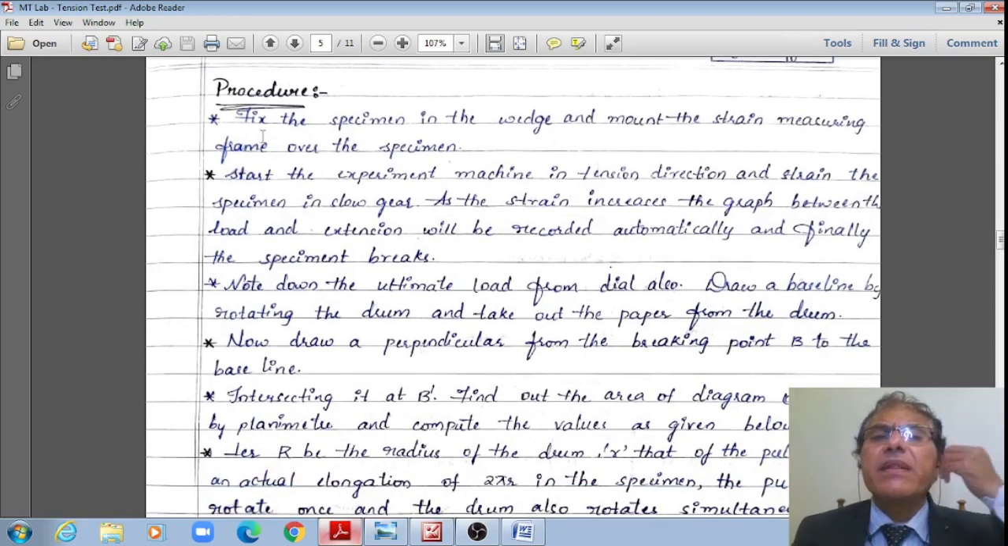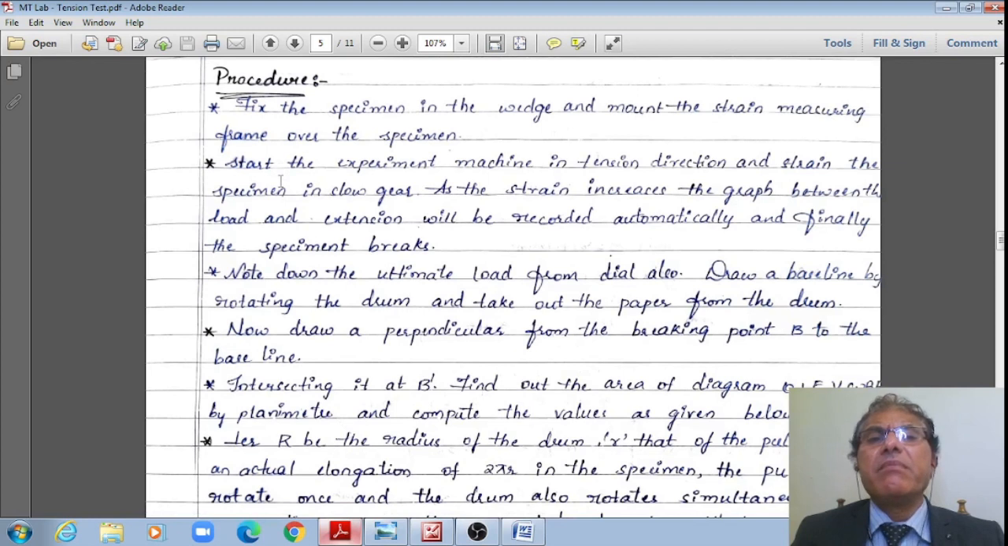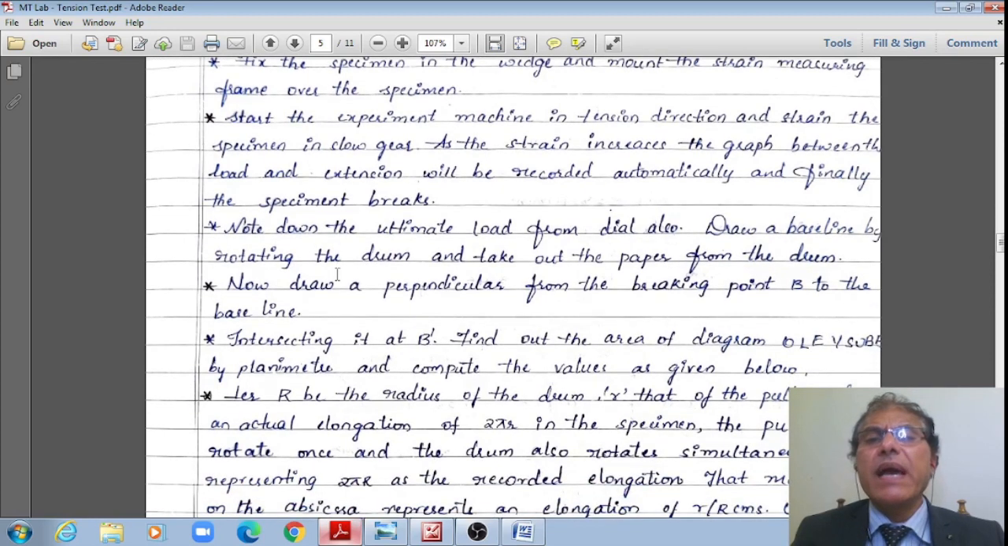Fix the specimen in the wedges and mount the strain measuring frame over the specimen. Start the machine in tension direction and strain the specimen slowly. As the strain increases, the graph between the load and the extension will be recorded automatically, and finally the specimen breaks. Note the ultimate load from the dial gauge also.